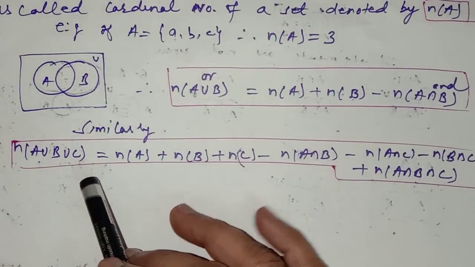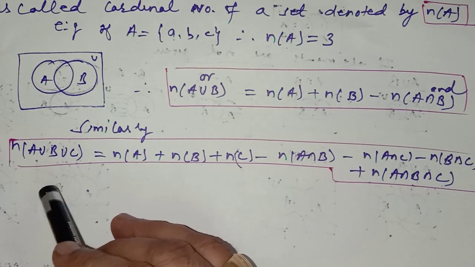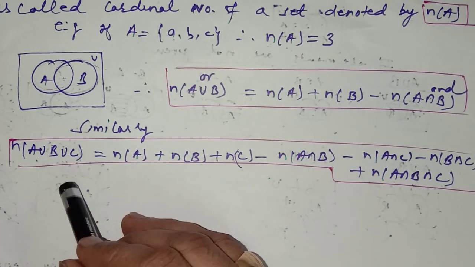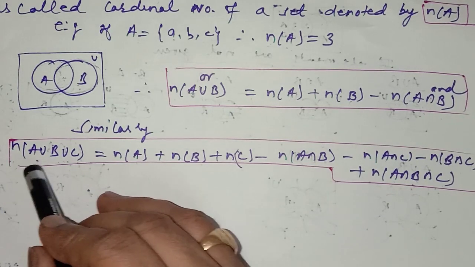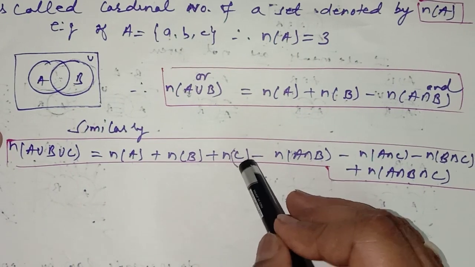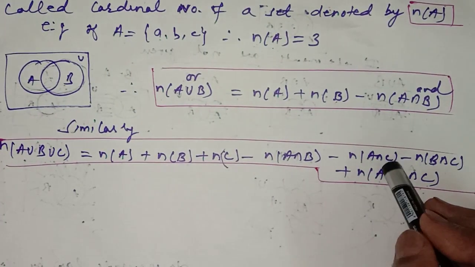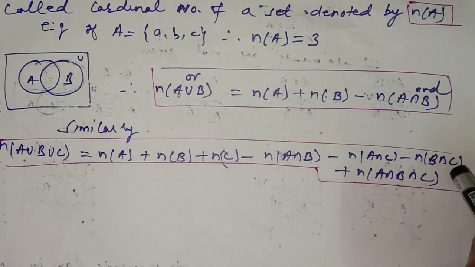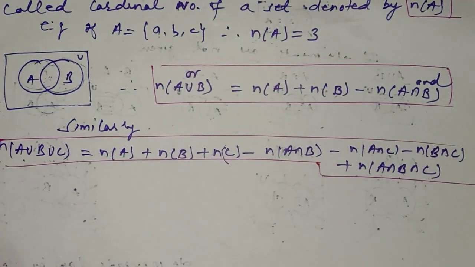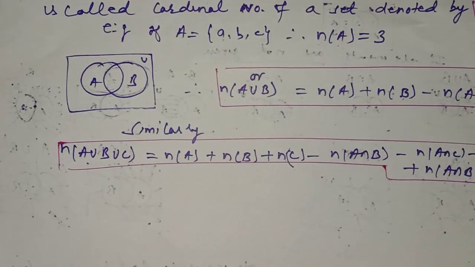Similarly, we can prove the cardinal number formula for three sets. The cardinal number of A union B union C is equal to n(A) plus n(B) plus n(C) minus n(A intersection B) minus n(A intersection C) minus n(B intersection C) plus n(A intersection B intersection C). So these are some basics before we start the exercise of the NCERT.